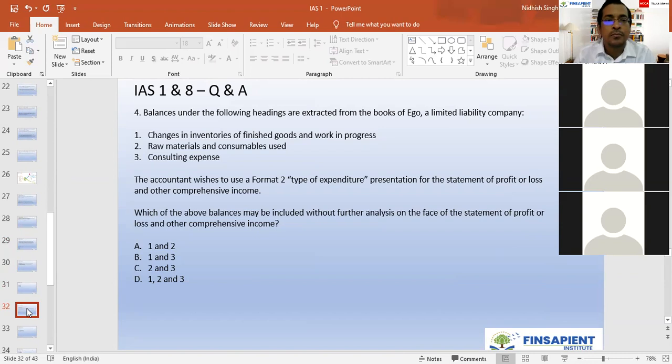Change in inventory. A and 3. Not sure. I think D. It's a B. Yeah. Consulting is a very obvious one. And changes in inventory.